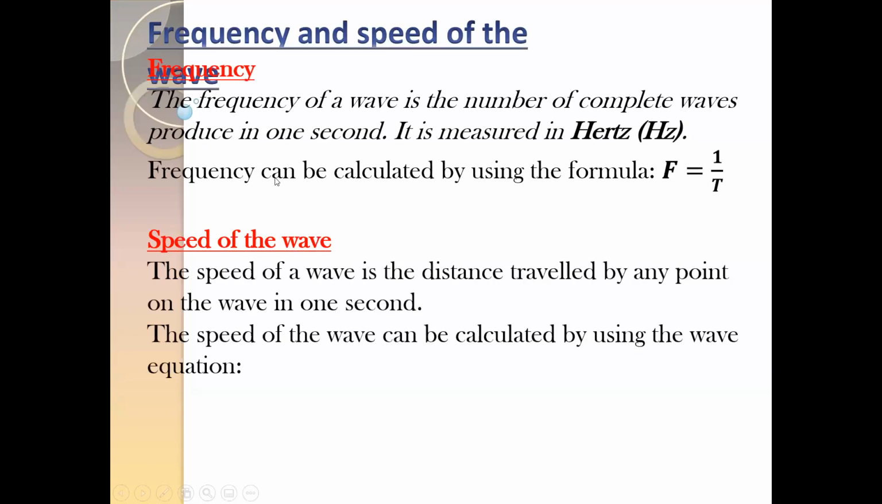To find the speed of the wave, speed is distance divided by time, because the wave does not accelerate in a medium. Speed is the total distance traveled by any point on the wave in 1 second. If we want to calculate speed, we can calculate distance over time, or we can also use the wave equation: speed is frequency multiplied by wavelength.